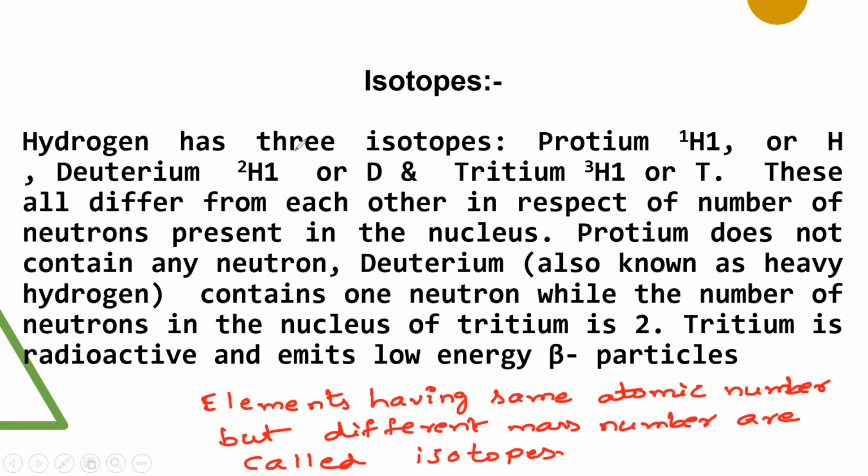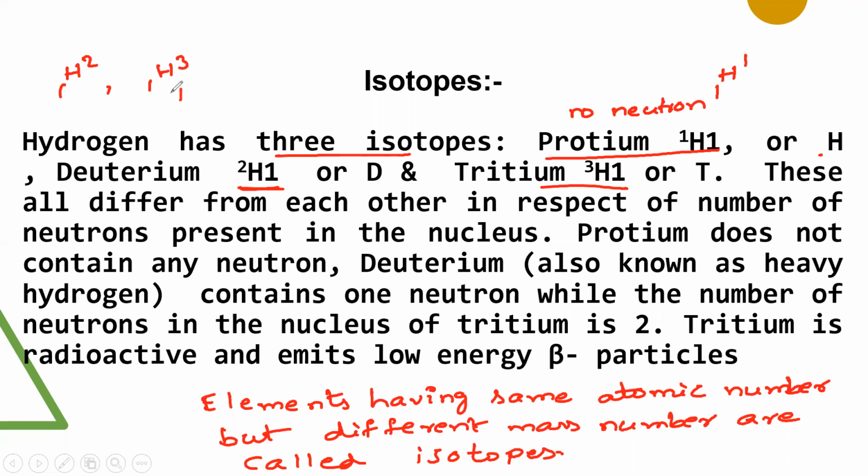So hydrogen has three isotopes mainly. One is protium, it is 1H1. It has no neutron. In protium, there is no neutron because its configuration is 1H1, means it contains one electron, one proton, that's all. Second is deuterium, 1H2. It contains a neutron. And next is tritium, 1H3. So 1H1, 1H2, and 1H3.